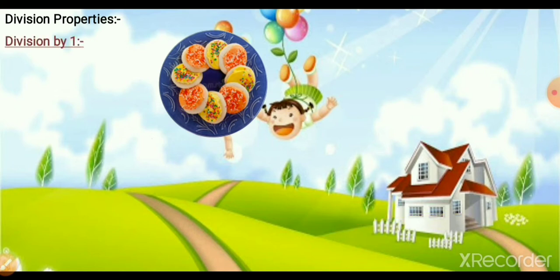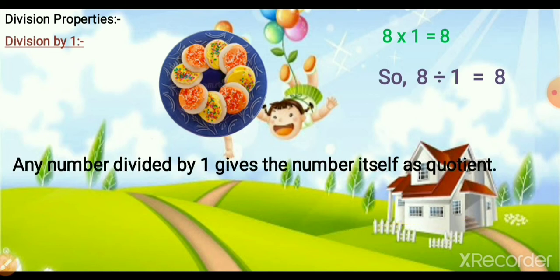Division property. Division by 1. What do you get when you divide a number by 1? There are 8 cookies on a plate. Shanu's friend cannot come home as it is dark. If Shanu does not have to share these cookies with anyone, how many cookies will she get? We know that 8 ones are 8. Any number multiplied by 1 gives us the number itself. If we divide 8 by 1, it is the number itself. Means any number divided by 1 has the number itself as a quotient.